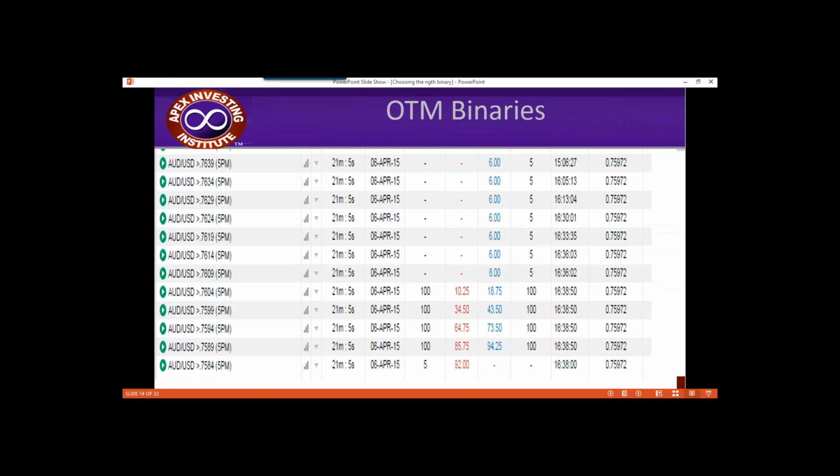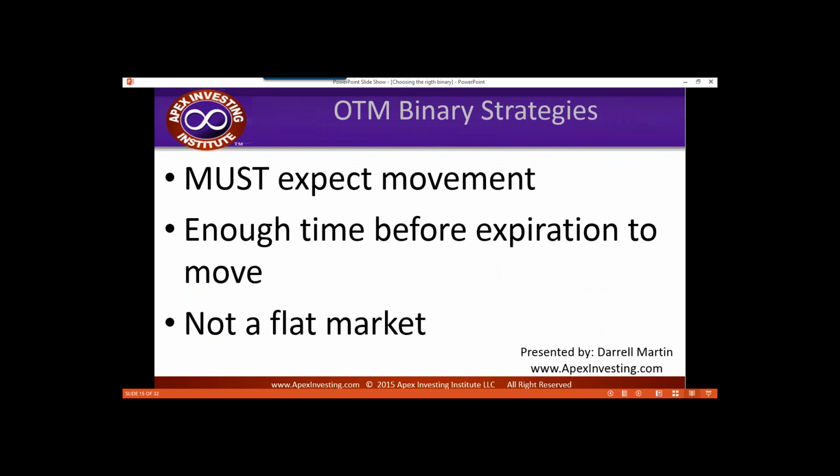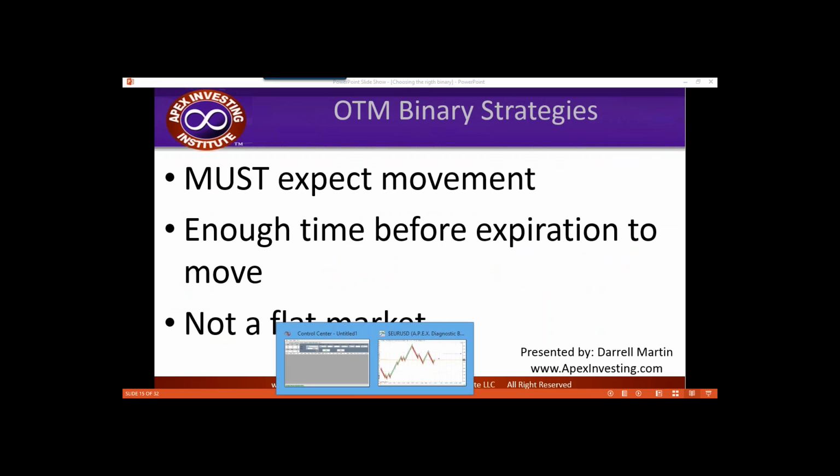So that is what is called an out-of-the-money binary, where the market has to move, and therefore they're priced with a much smaller risk. But not only do they have to move, there's the other thing you've got to keep in mind.